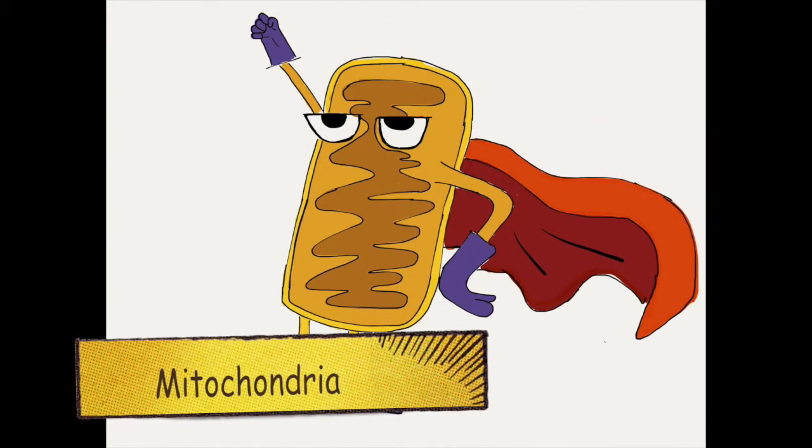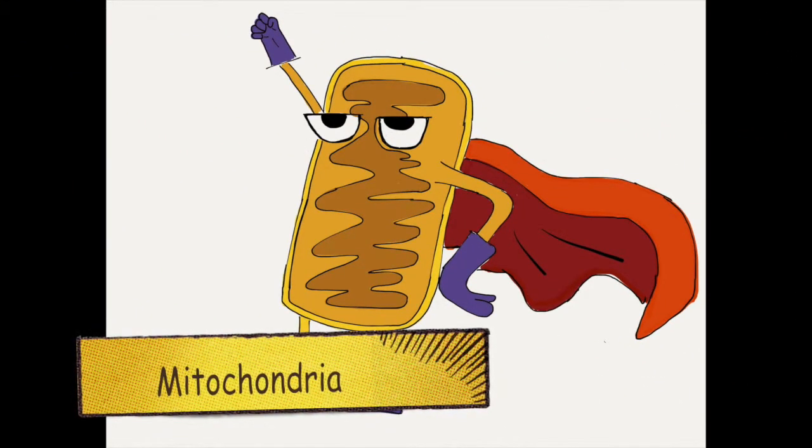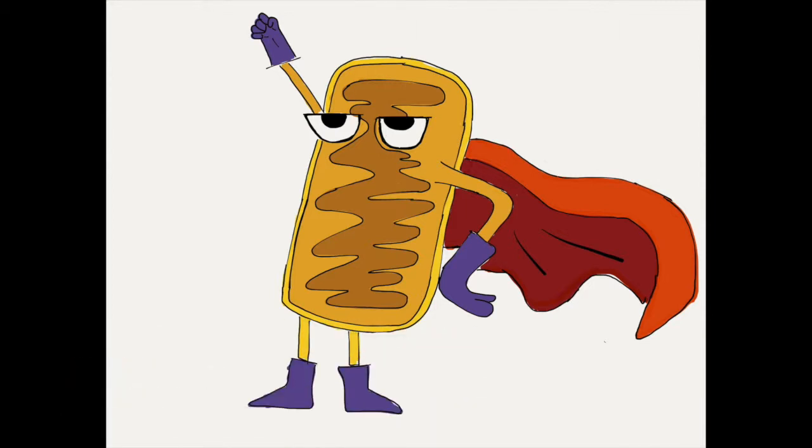The mitochondria are large, double membranous, oval or bean-shaped structures that function as the powerhouse of the cell, because they are the ones that supply the energy for the cellular activity by breaking down nutrients.